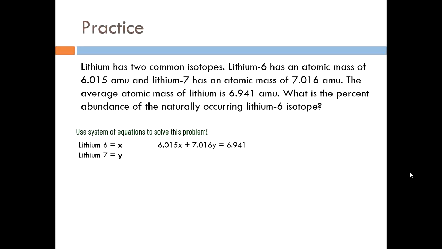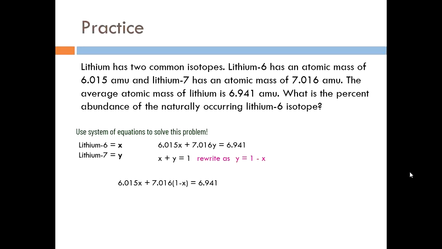What's the second equation that we're going to write down? Think about the percentages. What do they have to equal? We want it to equal 100%, right? So really we can say X plus Y is equal to 1. We're going to rewrite this as Y equals 1 minus X. So let's plug it in. 6.015X plus 7.016 times 1 minus X is equal to 6.941.